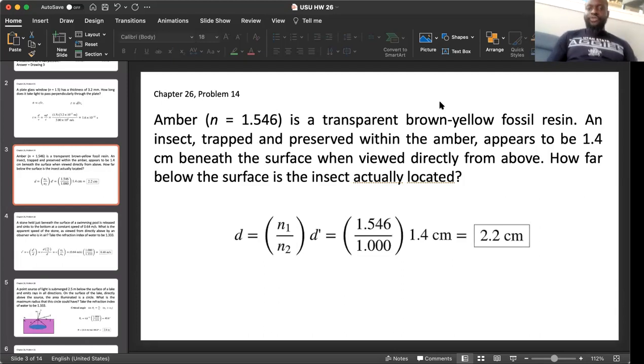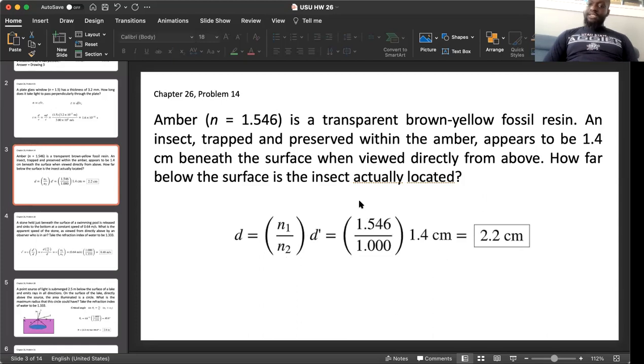So we know refractive index has several formulas: wavelength ratios, speed ratios, real depth over apparent depth. So the real depth over apparent depth is the ratio of the refractive indexes also. So the real depth becomes equal to the ratio of the indices, N1 over N2. This is the one inside the amber, and this is the one inside the air or vacuum, if you like, which is approximately 1.